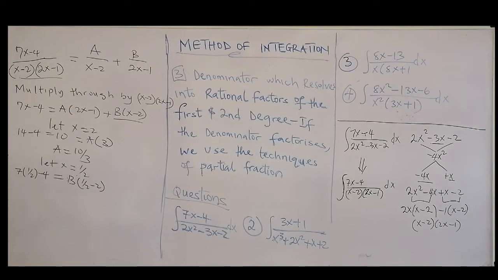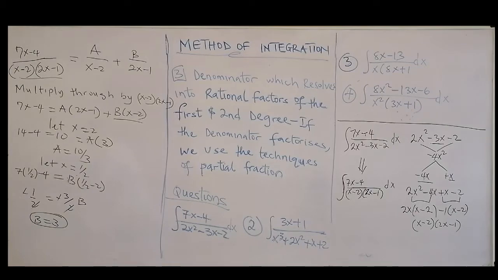So that will be equal to 7 by 2 minus 4, that's minus half, equal to minus 3 over 2 B. So the 2s cancel, the negatives cancel. B is equal to 3. So that's what we got for that value.